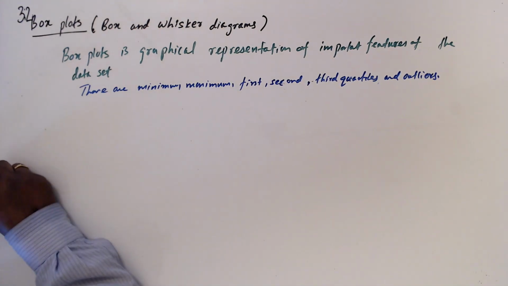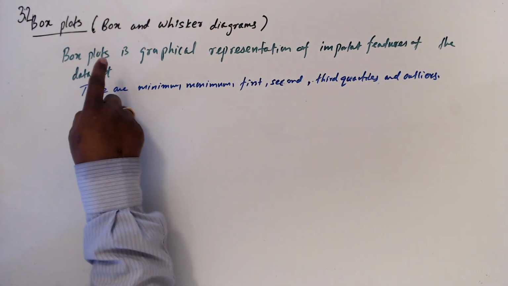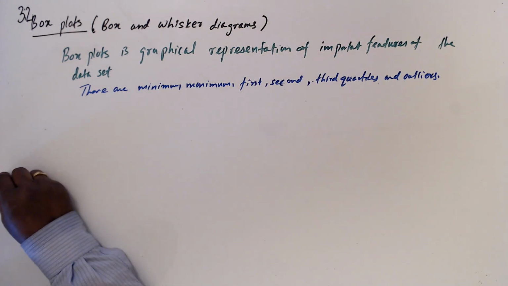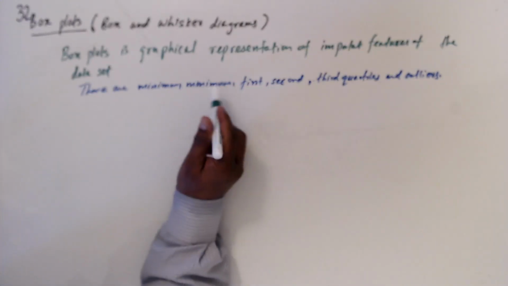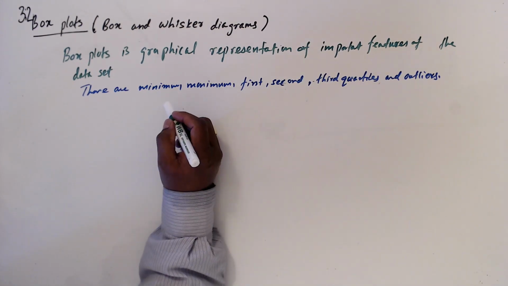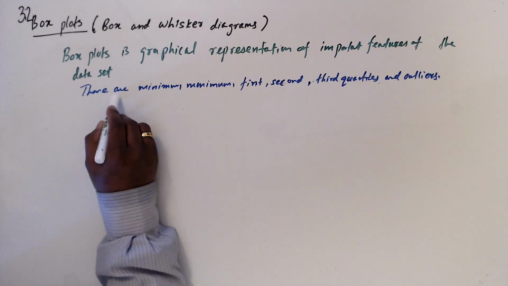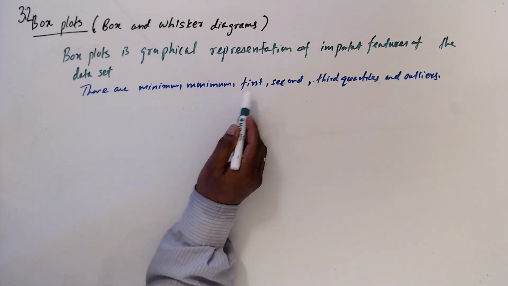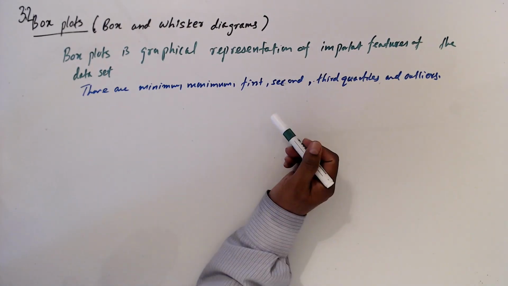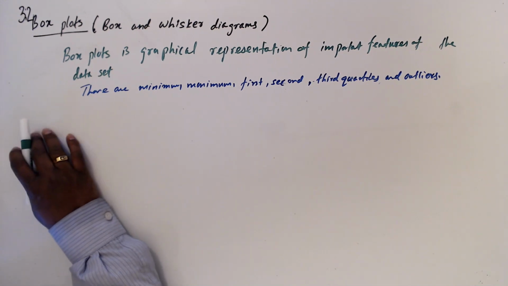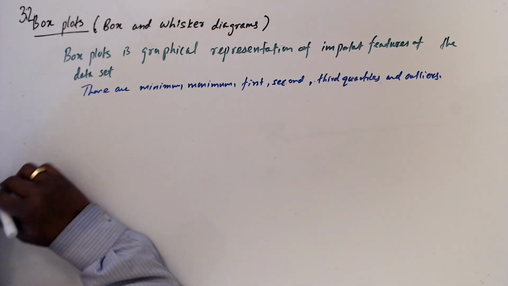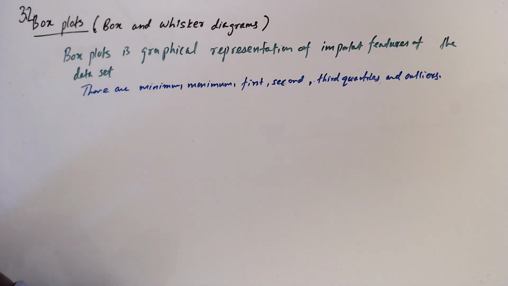3.2 Box plots, also referred to as box and whiskers diagrams. A box plot is a graphical representation of important features in the data set. So what are these important features? Minimum, maximum, first, second, third quartiles, and outliers. We'll discuss with an example what a box plot is.